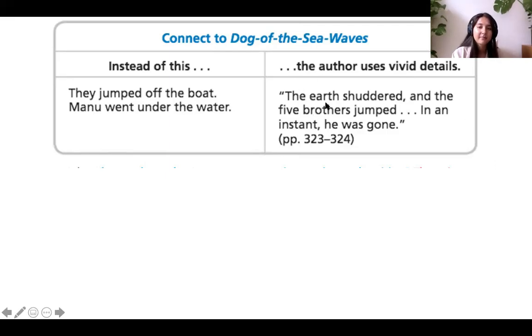Pro, can you read it for me? The earth shuddered, and the five brothers jumped. In an instant, he was gone.